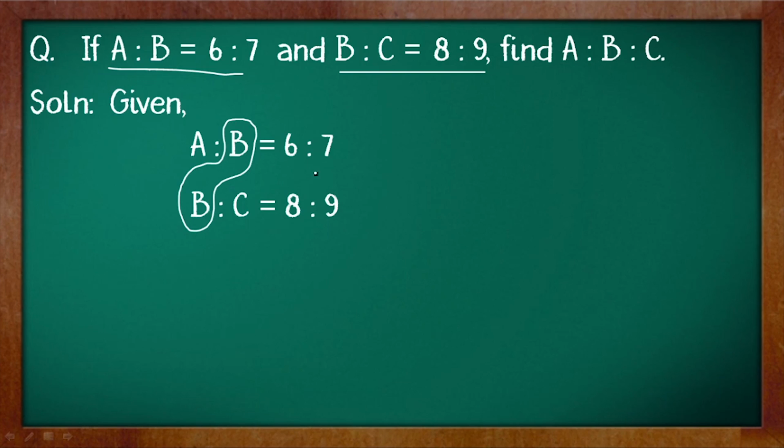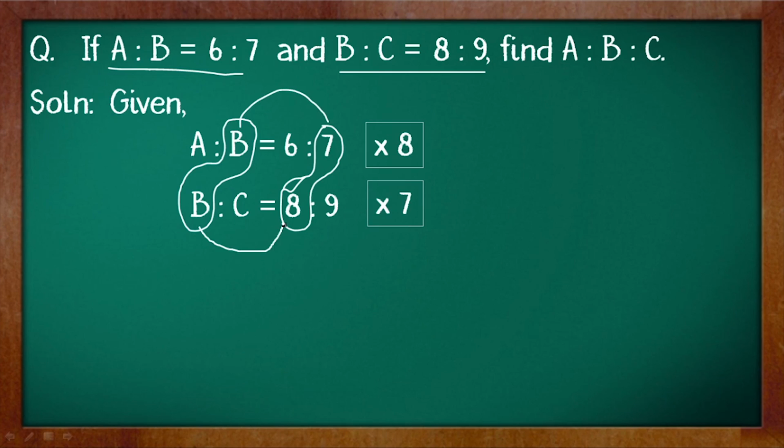Now we will try to make these numbers the same. So what we will do is multiply the first ratio by 8, and the second ratio by 7. Just interchanging. So B is 7 here and B is 8 here. We take this 8 and multiply it with the first ratio, and we take the 7 and multiply it with the second ratio.